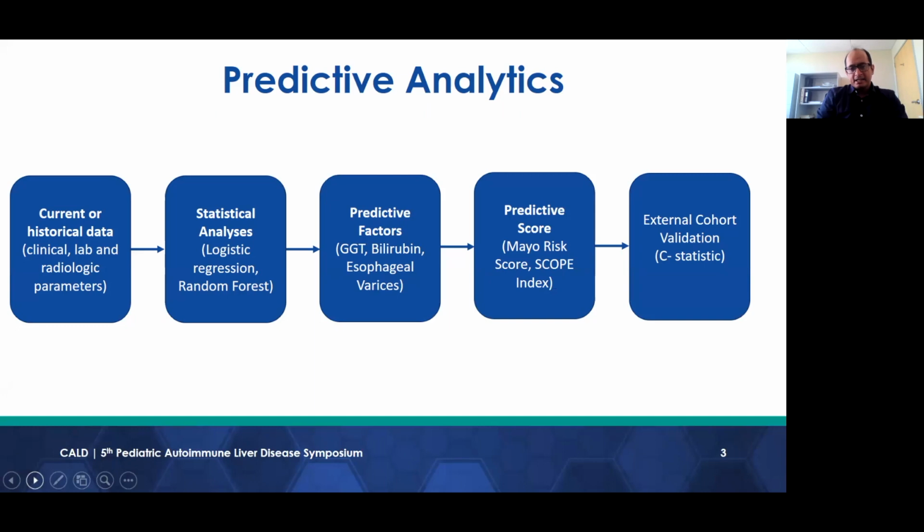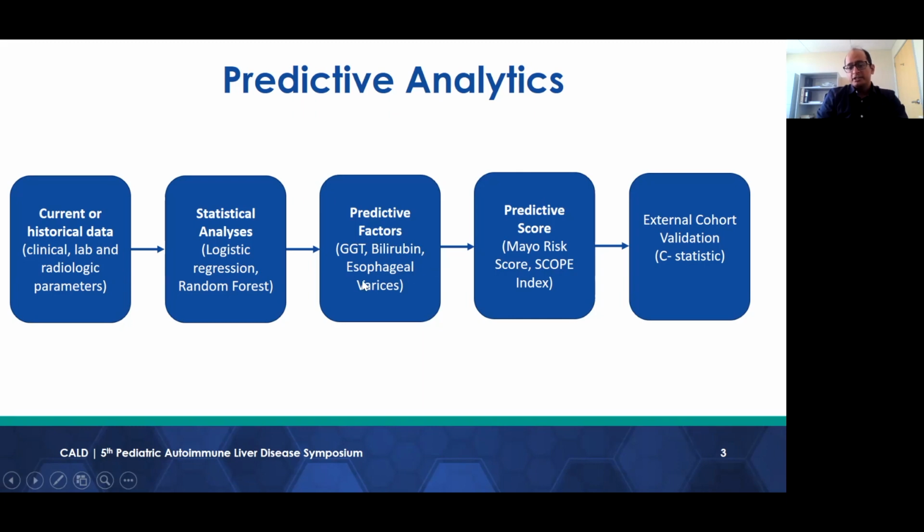So, predictive analytics is a science of predicting a future outcome based on current or historical data. This slide outlines the basic steps which one takes in predictive analytics. So current or historical data, which could be clinical, laboratory, or radiological parameters, are subjected to statistical analysis with methods such as logistic regression or newer machine learning methods like random forest analysis to identify factors predictive of a chosen outcome, which in case of PSC could be GGT, bilirubin, or presence of esophageal varices.